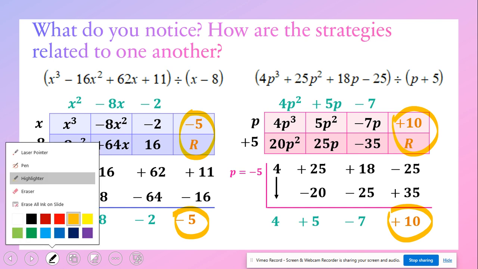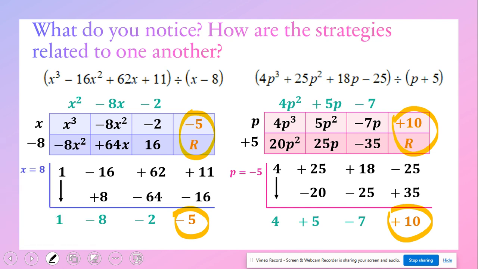I also hope you notice that the quotient x squared minus 8x minus 2, right? This is my quotient. That is related to this guy down here. This is 1x squared minus 8x minus 2. That guy should match. Similarly, over here, my quotient, 4p squared plus 5p minus 7. This becomes 4p squared plus 5p minus 7. It matches.